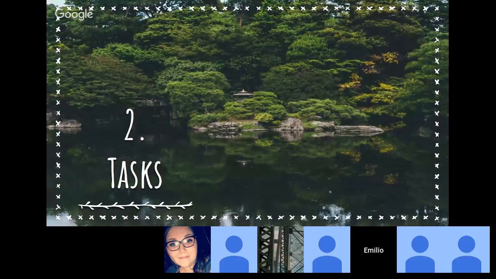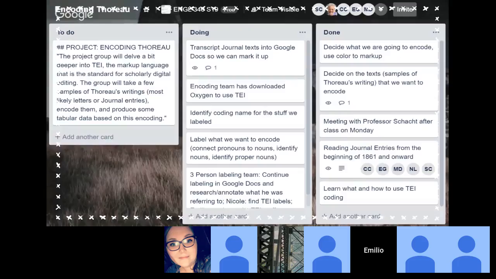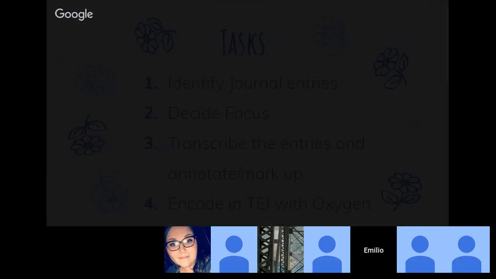In terms of tasks, we first all had some decisions to make, and then once we found our focus, we split up into 2 teams, the research team and the TEI team, and from there we continued to divvy up the tasks. This is what our Trello board looked like. As you can see on the far right, there was a lot of decision making that went into it. And on the doing side, there were a lot of very different things we had to do, including the labeling, the actual TEI encoding in Oxygen, and adding the tags manually before we did Oxygen.